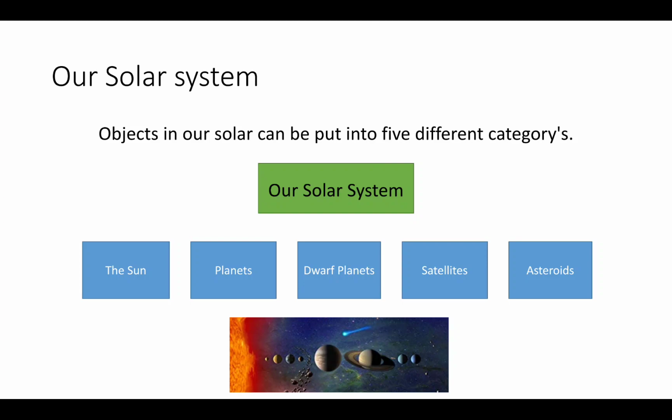So one quite close to Earth in the inner solar system, and the other 4 are outside the other side of the asteroid belt. Anyway, we've got satellites. So satellites can be divided into 2 types of satellites. You've got natural satellites and artificial satellites. So they're the ones that are made by humans. And then we've got asteroids.